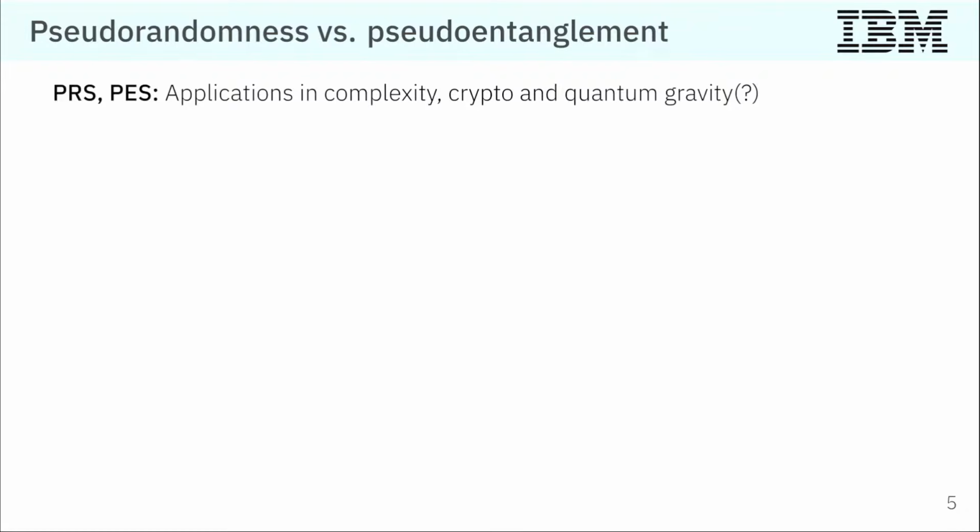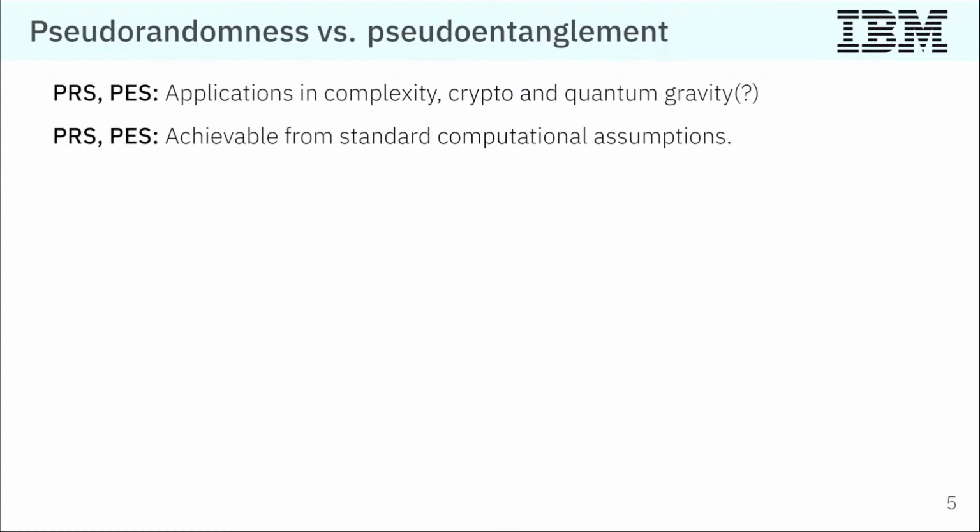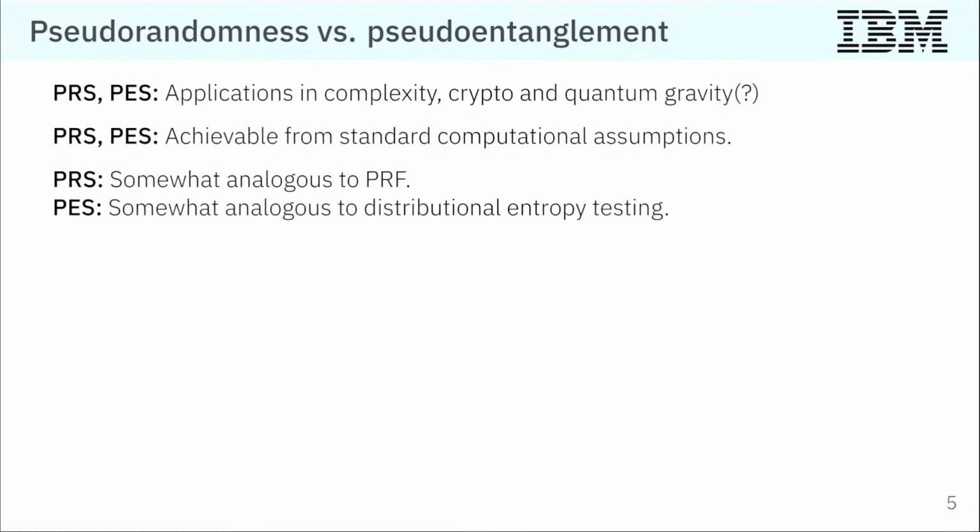So both of them seem to have applications in complexity theory and cryptography, and potentially in quantum gravity. This was kind of the motivation for introducing pseudoentangled states, though I would say that part is maybe less clear at the moment. And both of them are achievable from standard assumptions. I didn't mention this on the previous slide, but just like pseudorandom states, pseudoentangled states can also be constructed from one-way functions, so from very basic cryptographic primitives. But now we can talk about some of the differences.